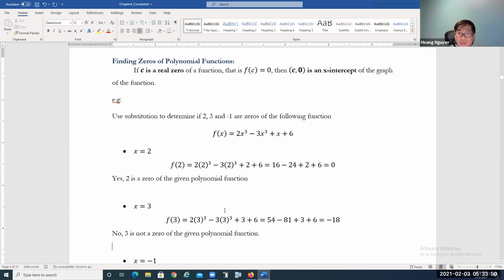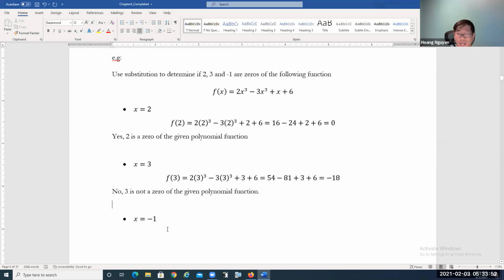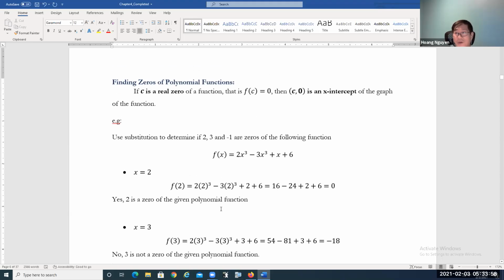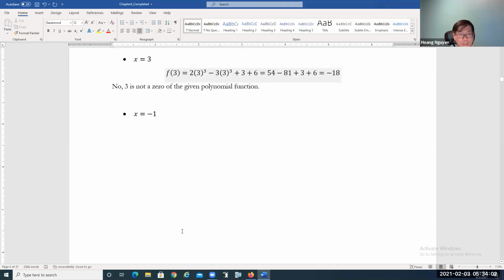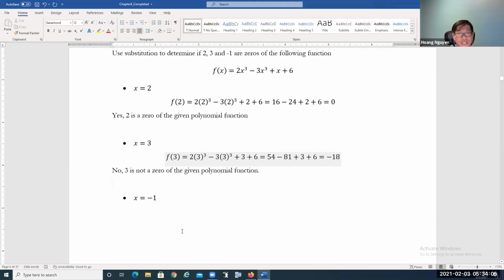Now the third one is going to be your turn to double check, everyone. When x equals negative 1, let's determine if negative 1 is a 0 of that given polynomial function. Okay, your turn to try it. Now we're going to move on to the next portion.